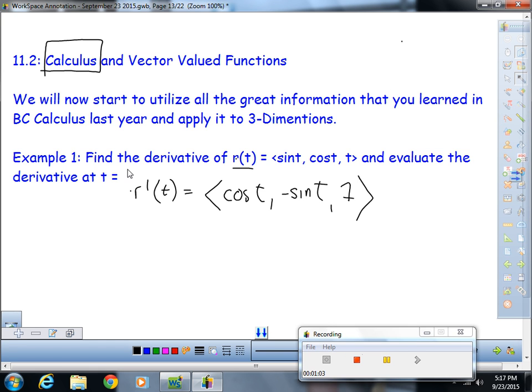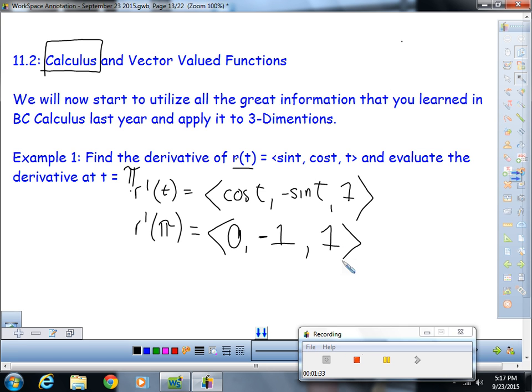It's also asking us, excuse me, I must have erased that, to find and evaluate the derivative at t equals pi. So r prime of pi is going to be cosine of pi, which is 1. No, that's 0, excuse me. Sine, minus sine, so negative 1, and then a 1 here.